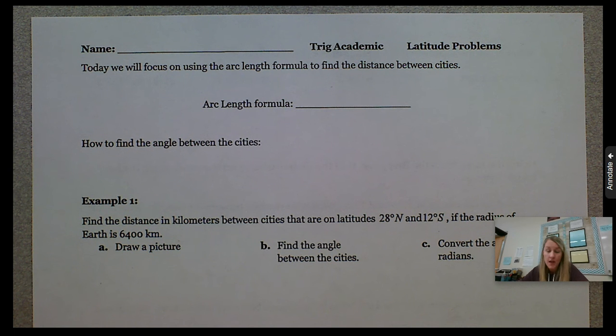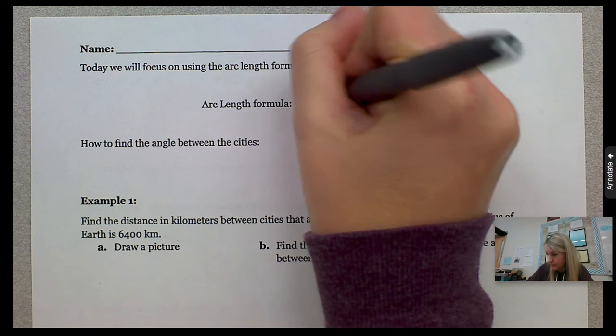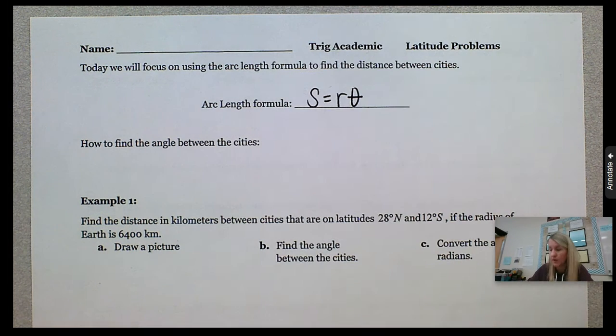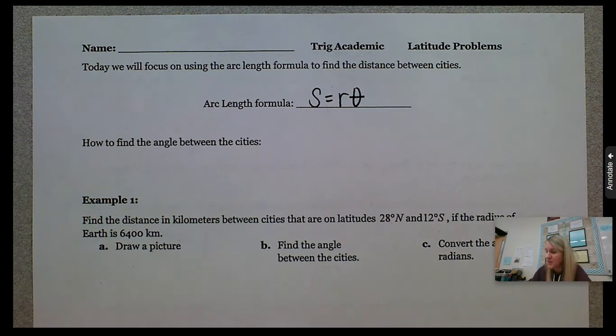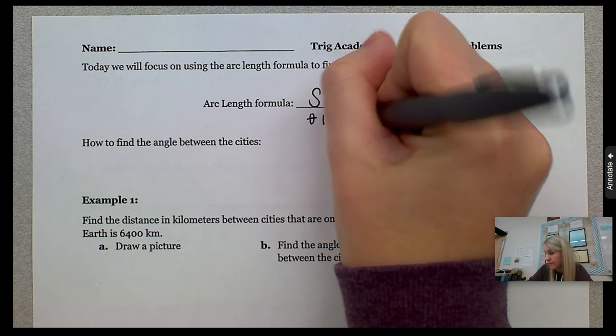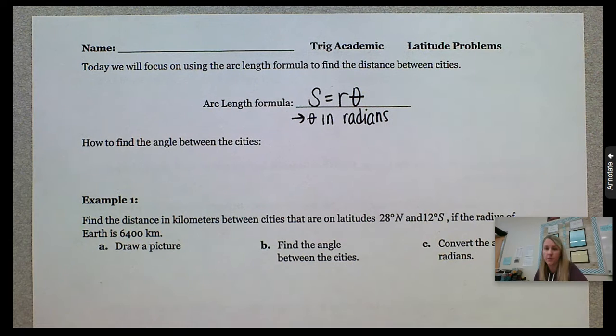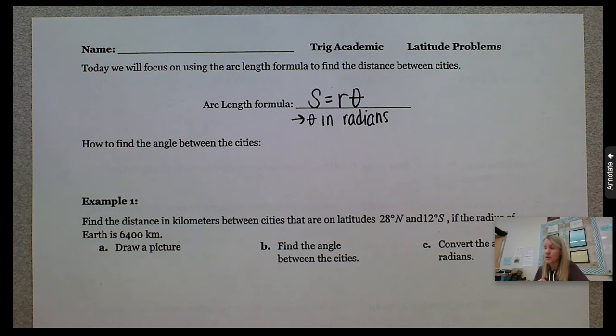How exciting. Now, we've seen the arc length formula, but it's always good to remind us what it is. The arc length formula is S equals R theta. I like that formula. It's pretty quick. There's nothing too crazy about it. Just a reminder, theta has to be in radians, so we need to keep that in the back of our minds when we are plugging into it.